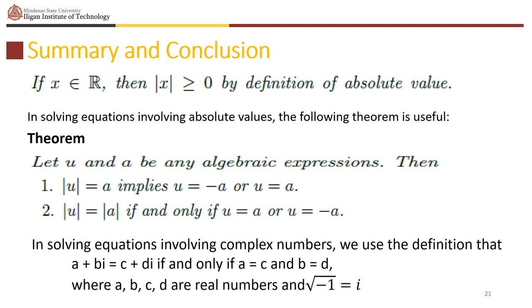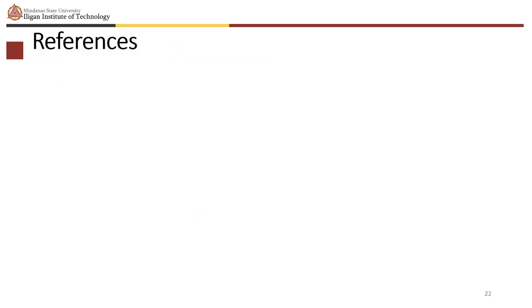So in solving equations involving complex numbers, we use the definition that a plus bi equals c plus di if and only if a equals c and b equals d, where a, b, c, and d are real numbers and the square root of negative 1 is equal to i.